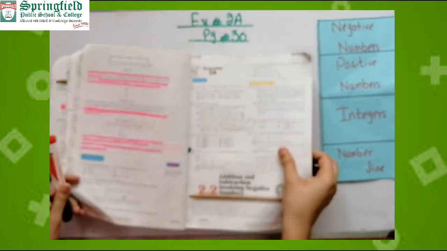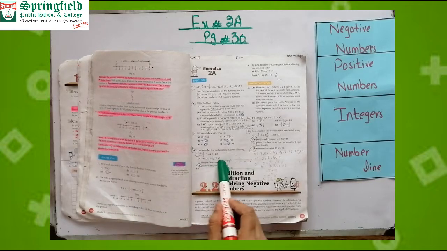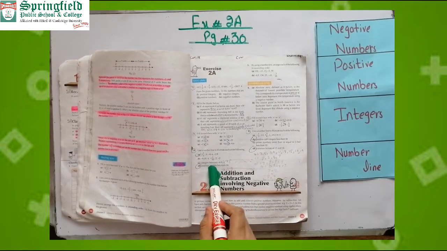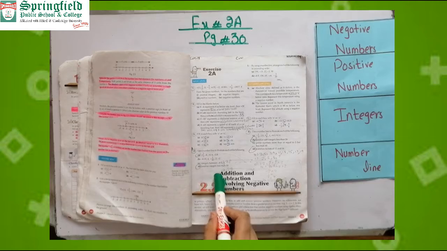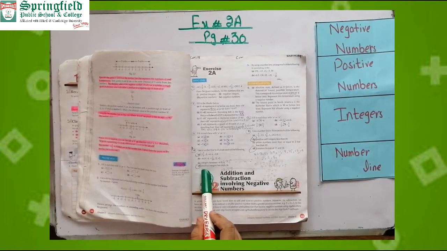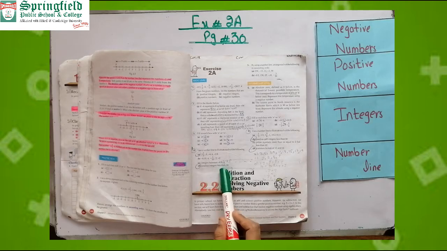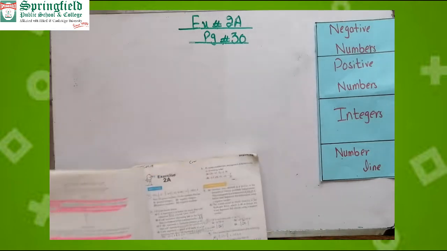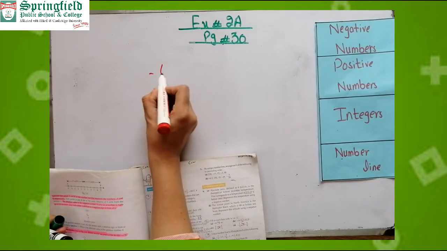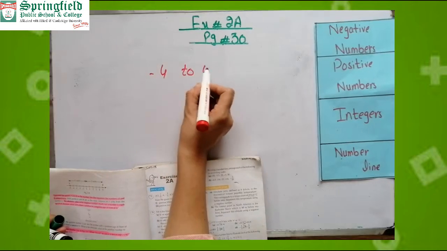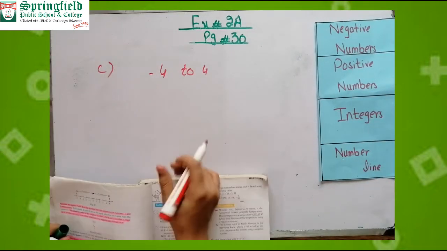Okay, the next B part is your task. First we will convert all the fraction numbers into decimal numbers, and then we will represent them on the number line. And then integers between -4 to 4. What will be the integers between -4 to 4? Integers, so -4 to 4. This is the C part.